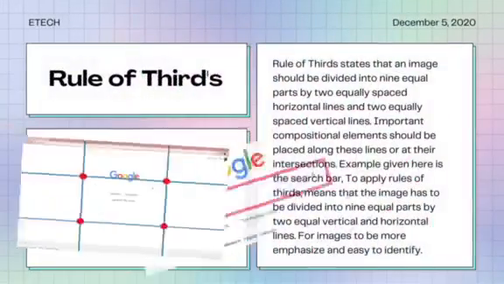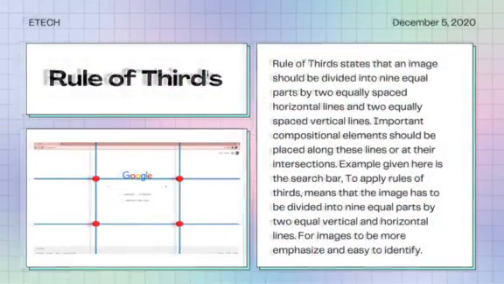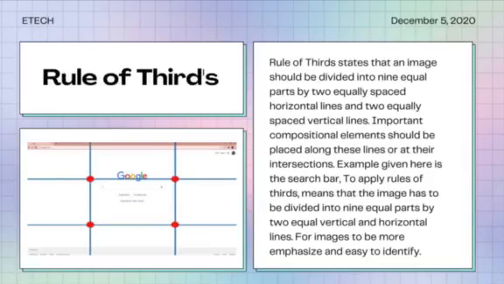The rule of thirds states that an image should be divided into 9 equal parts by 2 equally spaced horizontal lines and 2 equally spaced vertical lines. Important compositional elements should be placed along these lines or at their intersections. Given here is the search bar. To apply the rule of thirds means that the image has to be divided into 9 equal parts by 2 equally spaced vertical and horizontal lines for the image to be emphasized and easier to identify.